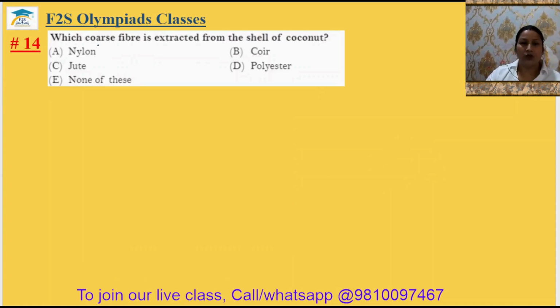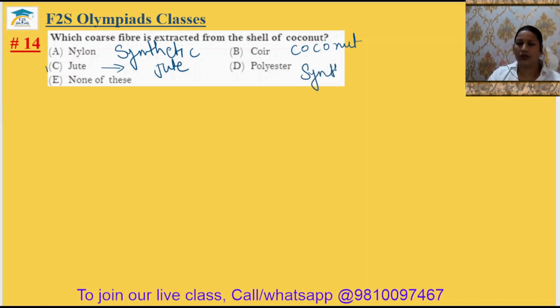Question number 14. Which coarse fiber is extracted from the shell of coconut? So from the shell of coconut, jute fiber or coir fiber or nylon fiber. Actually, nylon is the synthetic fiber and jute is obtained from the jute plant and coir can be obtained from your coconut. Okay, and polyester is also a synthetic fiber. Okay. So answer should be option B. 14th answer will be option B.